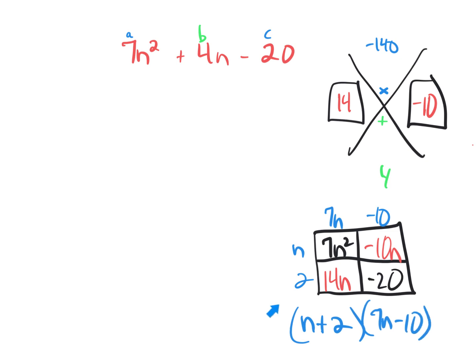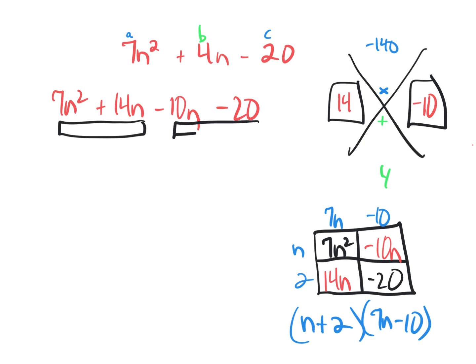Okay, now there's another way we could have factored this once we've solved this puzzle of the x model. That would be to rewrite our expression by changing the 4n to the sum of this many n's, 14n's and negative 10n's. If we combine these, we still get 4n, which is what our original problem had. But now we have a polynomial with 4 terms, and this is where we factor by grouping. So maybe you remember doing this last year.